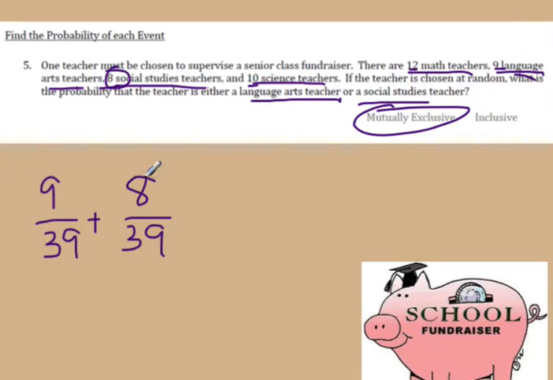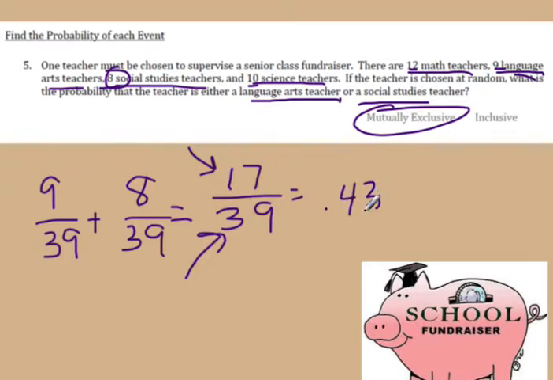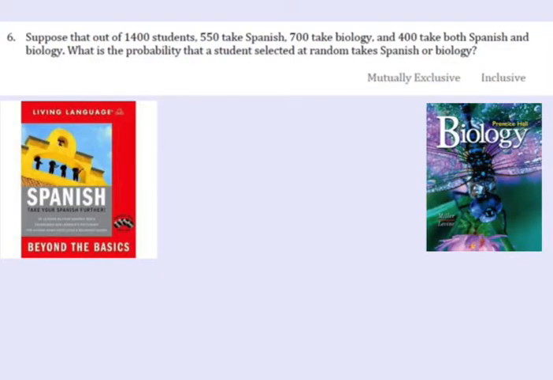So now when I add these together, this is a really important thing to remember about adding fractions. When you add fractions, you're going to add the numerator, sorry, and you're going to keep the denominator the same. So I added the numerator and I kept the denominator the same. So now to get my final answer, all I have to do is 17 divided by 39, which is 0.436. So that's my final answer for number 5. Let's now take a look at number 6.